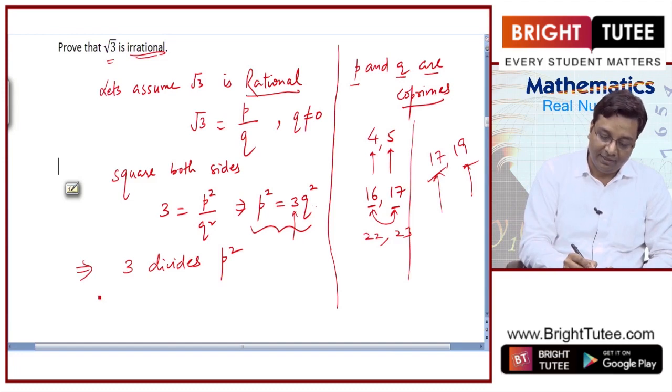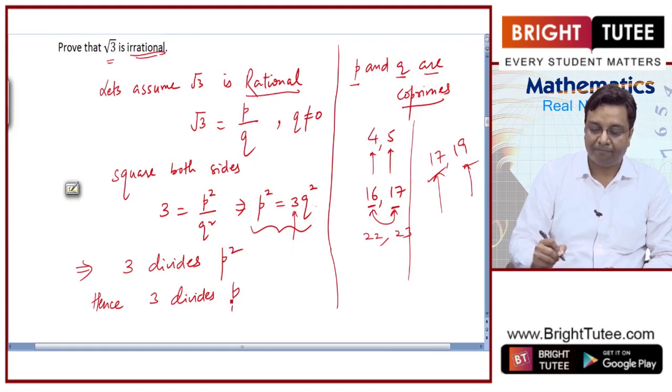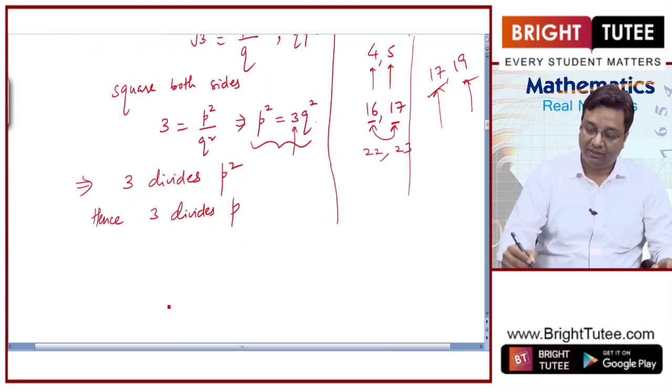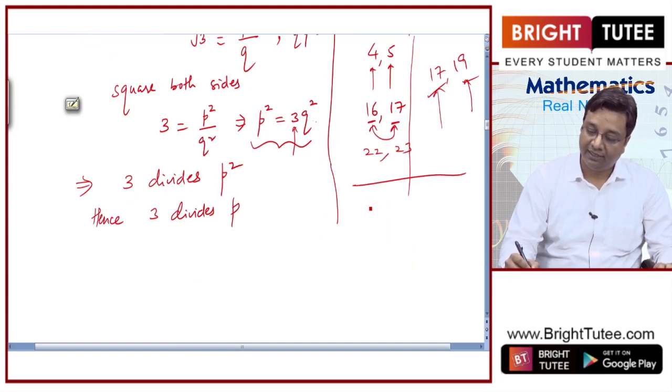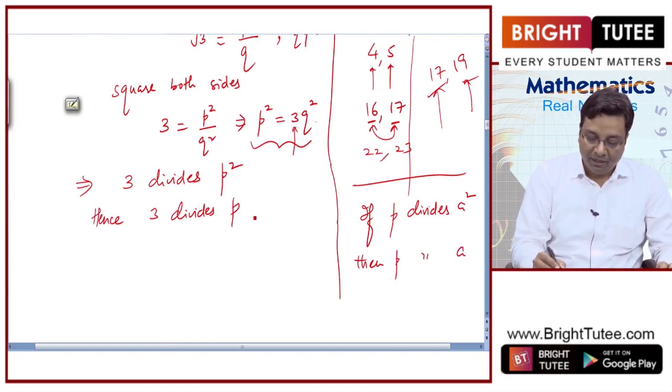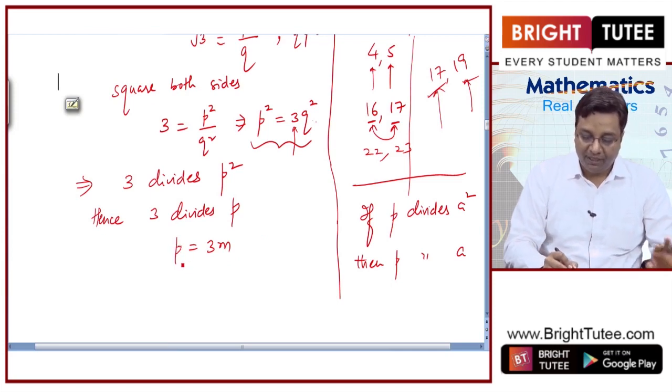From the theorem that we just did, we can say hence 3 divides p. If 3 divides p square, then 3 divides p also. This is what we did in the theorem above, where we said that if p divides a square, then p divides a. Now we can write p equal to 3m, where m is an integer, because 3 divides p.